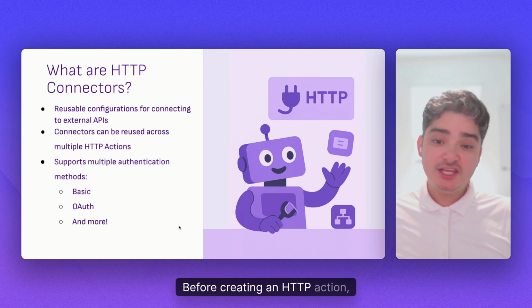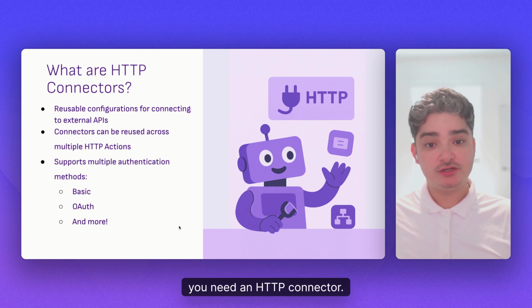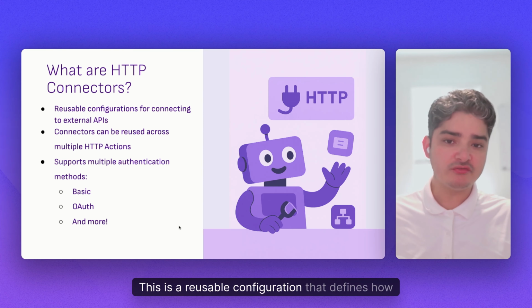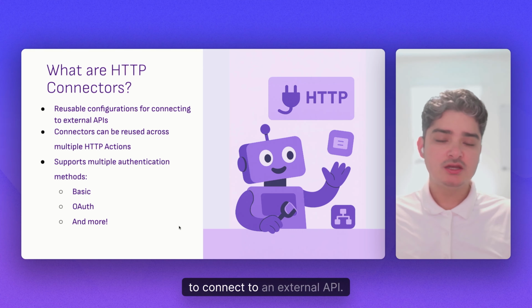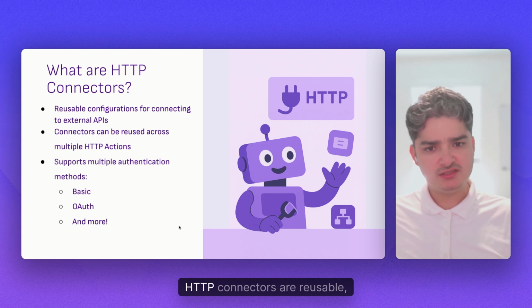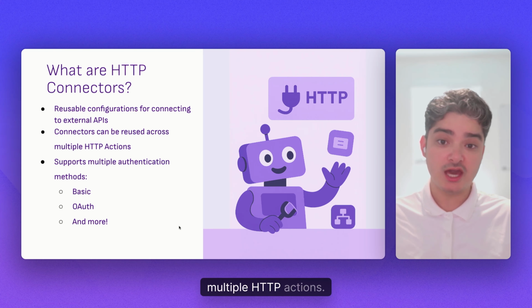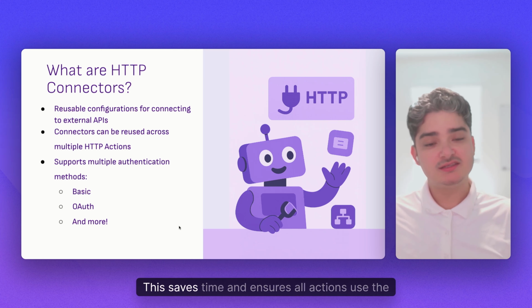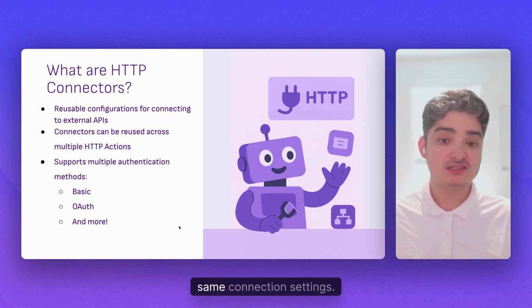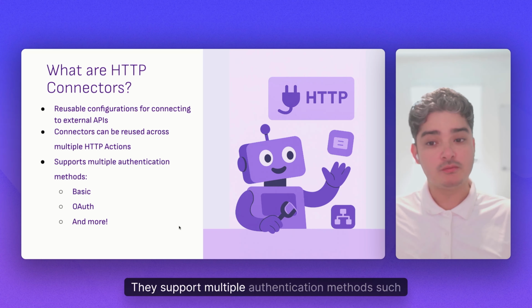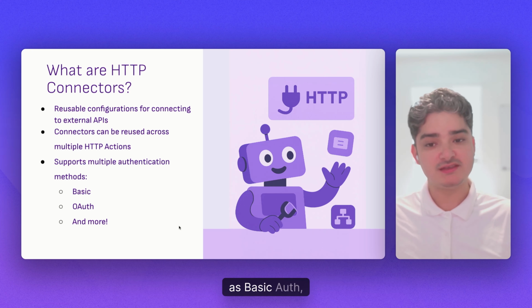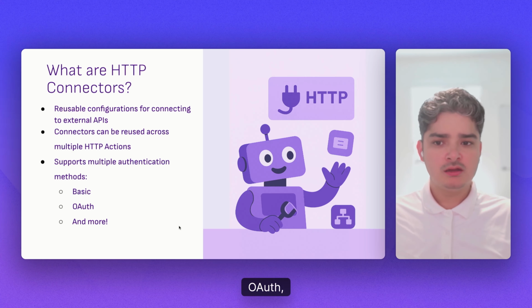Before creating an HTTP action, you need an HTTP connector. This is a reusable configuration that defines how to connect to an external API. HTTP connectors are reusable, meaning you can use the same connector for multiple HTTP actions. This saves time and ensures all actions use the same connection settings. They support multiple authentication methods such as basic auth, API key auth, OAuth, and more.